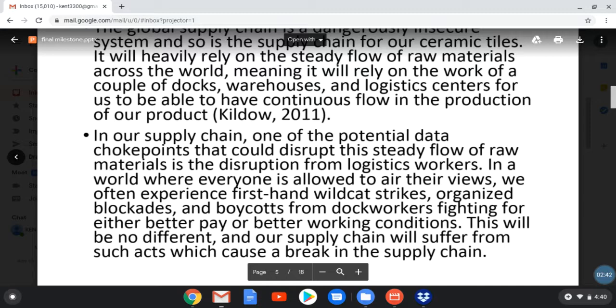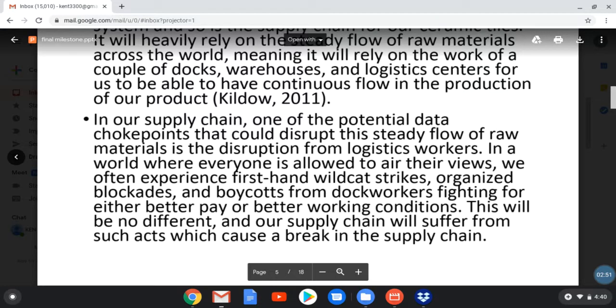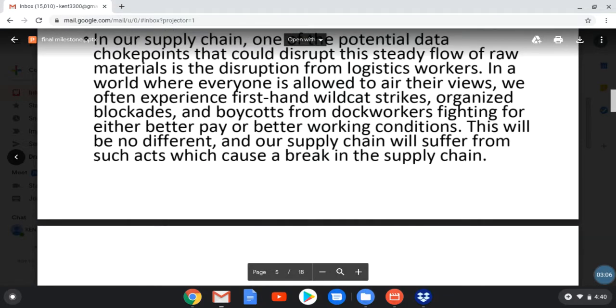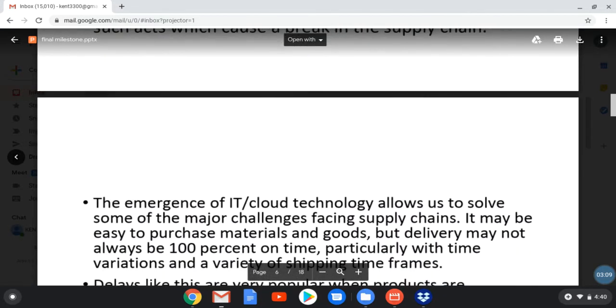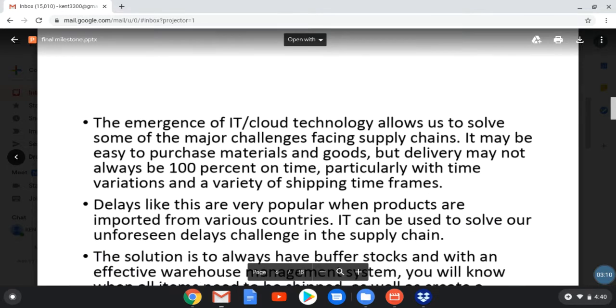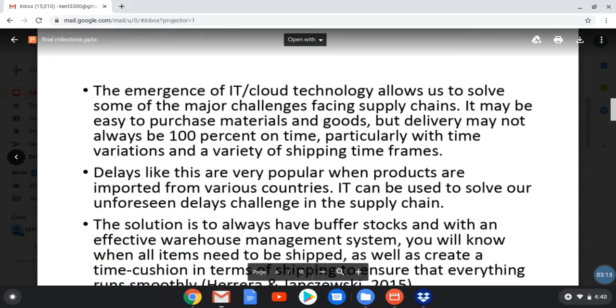We often experience firsthand wildcat strikes, organized blockages, and boycotts from dock workers fighting for either better pay or better working conditions. This will be no different in our supply chain. We suffer from such acts, which cause a break in the supply chain. And there are some other things that affect the supply chain.